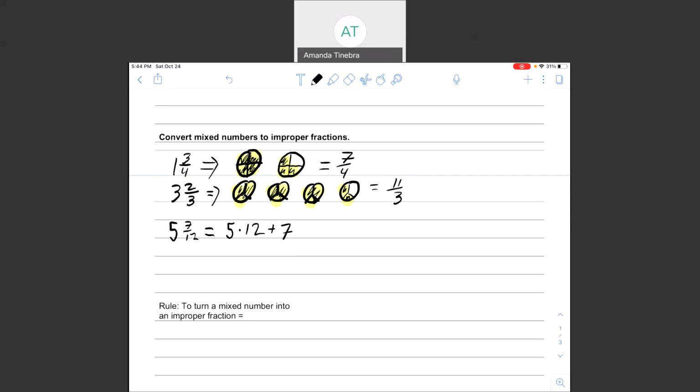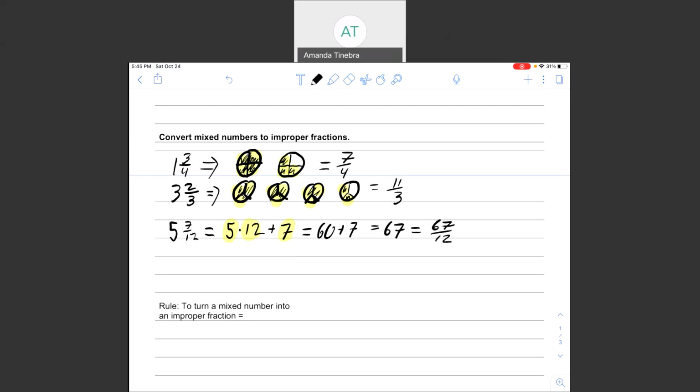So to turn 5 and 7/12 into an improper fraction, if I imagine what it would look like, it is 5 circles. Each of them are split into 12 pieces. So we multiply that together. And then we add the 7 pieces that are left over. So I can just solve this problem. 5 times 12 is 60. And 60 plus 7 is 67. That means that I would have 67 pieces, and those pieces are twelfths. So my answer would be 67 twelfths.